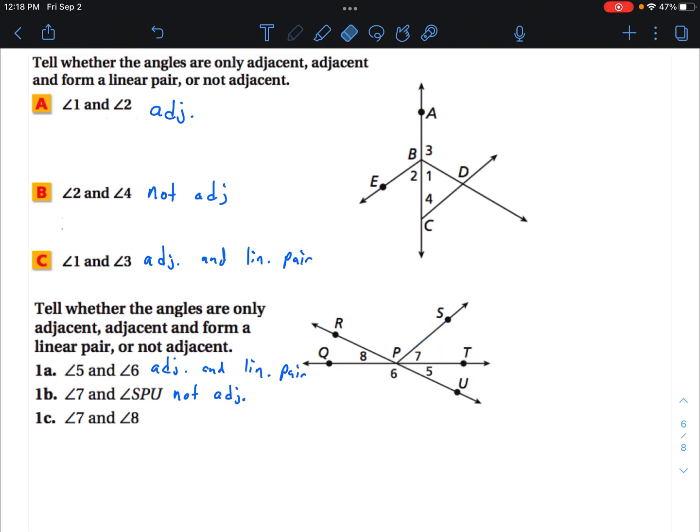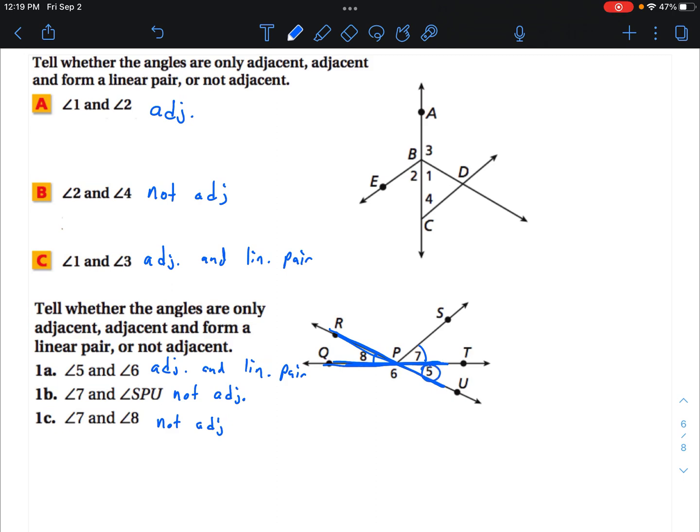Which leaves us with the final one, angle 7 and 8. They are not next door to each other, which means they are not adjacent. In fact, my next question would be, are they a vertical angle? And that would also not be the case, because if you look at angle 8, it is formed with this line and this line. Angle 7 is not on the opposite side of that.